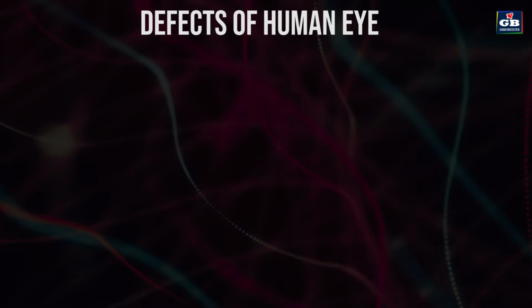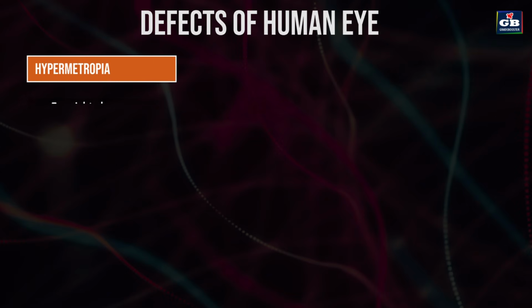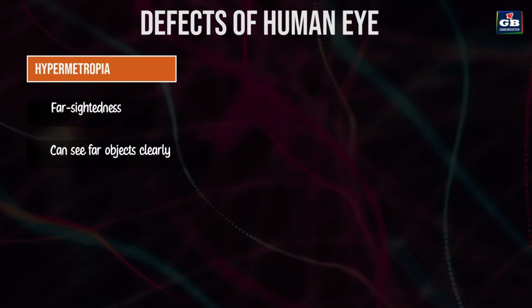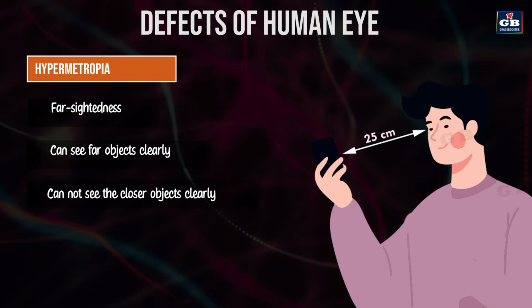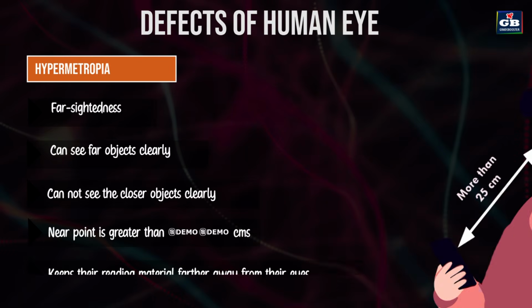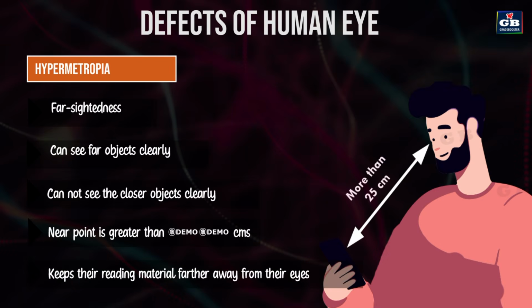Next one, hypermetropia. This defect of the eye is called farsightedness. Persons with this defect can see the far objects clearly, but cannot see the nearby objects clearly. We learned that the normal near point of the human eye is 25 centimeters. But for a hypermetropic person, the near point is farther away from 25 centimeters. That means beyond 25 centimeters. So at 25 centimeters distance, they will not be able to see clearly. Their vision will be blurred.